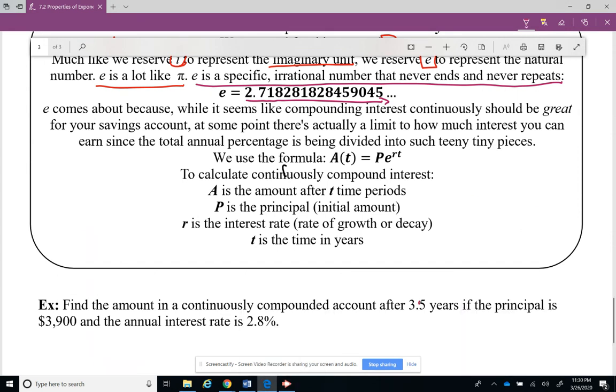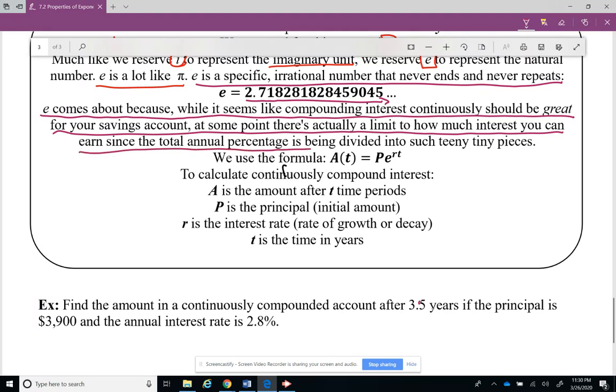All right, I erased my screen, so now that you're familiar with the E. So E comes about because while it seems like compounding interest continuously should be great for your savings account, at some point there's actually a limit to how much interest you can earn, since the total annual percentage rate is being divided into such teeny tiny pieces.